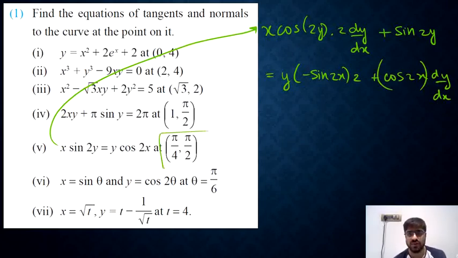And we have to put x as pi by 4 and y as pi by 2. So when I put x as pi by 4, I will have pi by 4, and I am putting y as pi by 2, so I will have pi by 4 cos pi, which is minus pi by 4, because cos pi will be minus 1, into 2 dy by dx. So that will make it minus pi by 2 dy by dx, with a negative sign here. And then we have sine 2y. So when I put y as pi by 2, this becomes sine pi, which is equal to 0.